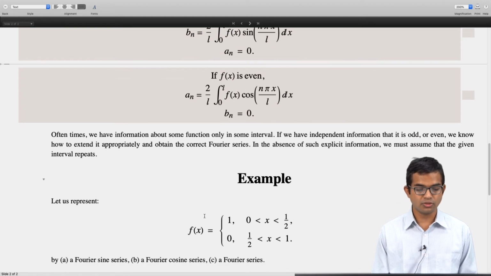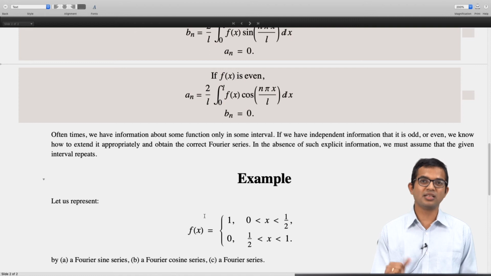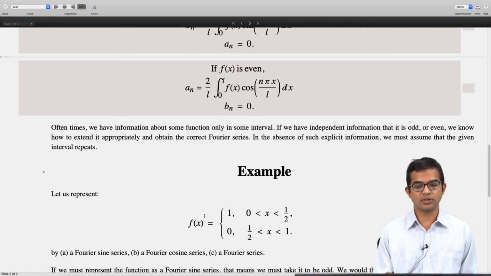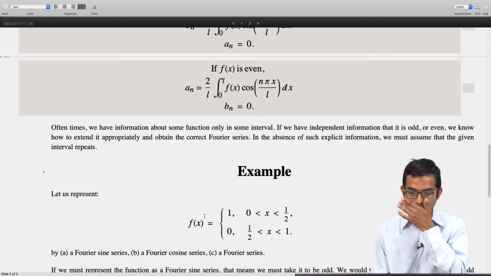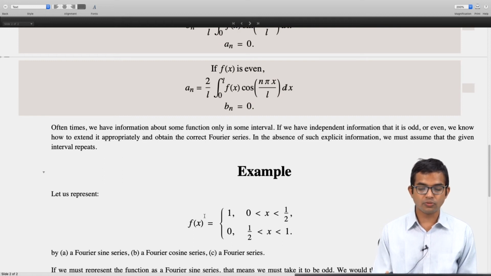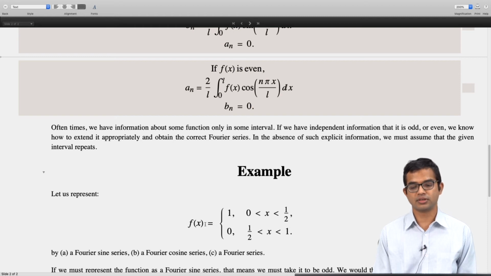Now, if you are asked to expand or extend this function such that you should be able to give a Fourier sine series for this, then you would extend it in a certain way, such that it's going to be an odd function, right? Whereas if you want a Fourier cosine series, then you would extend it such that it's an even function. Or if you just want to construct a Fourier series and assuming that this is one full period of this function, then that's the third kind, right?